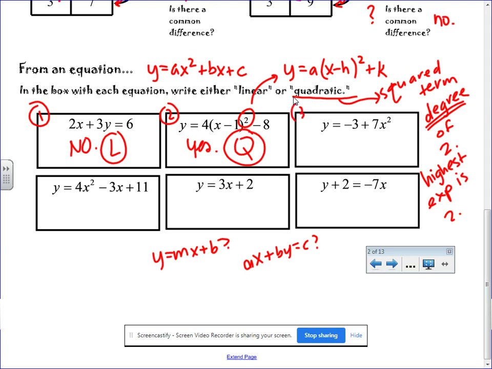Now, if I take a look at number 3, y equals negative 3 plus 7x squared. What's my degree? It's 2. So yes, this is a quadratic function.